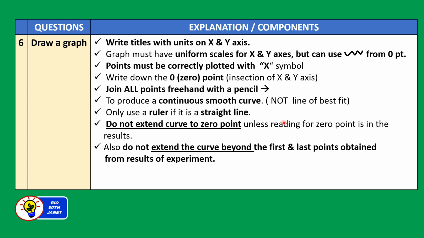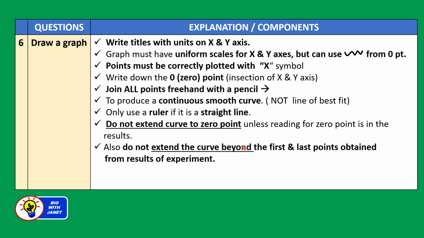Do not extend the curve to 0 point. Some students like to join the point from where they are, join it back down to 0, or join from 0 up to the point. No, cannot do that, because if 0 point, there's no reading for 0 point in your table of results. You cannot just join to 0, okay? Unless the reading of 0 point is in the results, right?